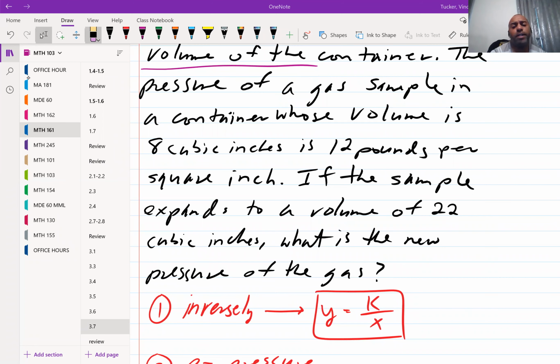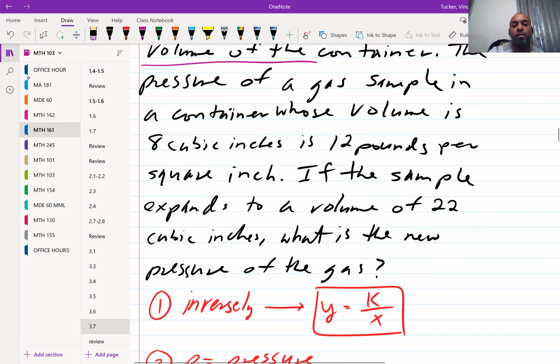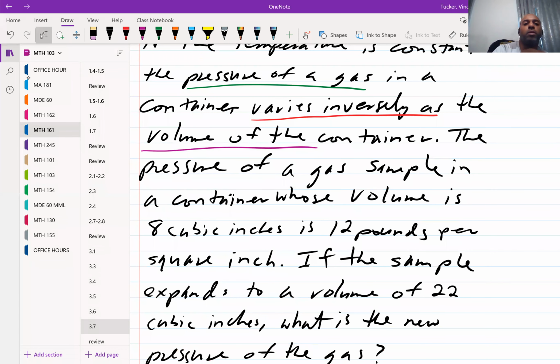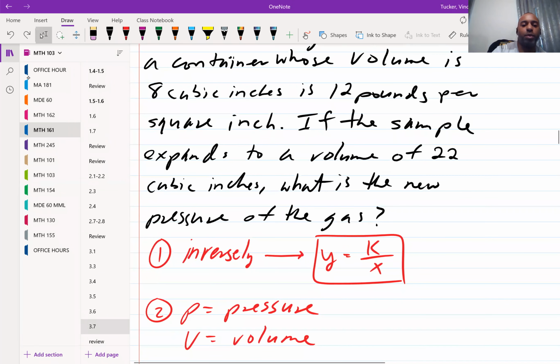Okay, so the key phrase here is going to be inversely. And that means we're going to set it up this way, y equal to k over x. Remember, y is going to be whatever's in front of your phrasing varies inversely, and then x is going to be what comes after it. If you go up to what comes before varies inversely, you have the pressure of the gas, and what comes after, the volume of the container. So that's why I have P equal to pressure, V equal to volume.